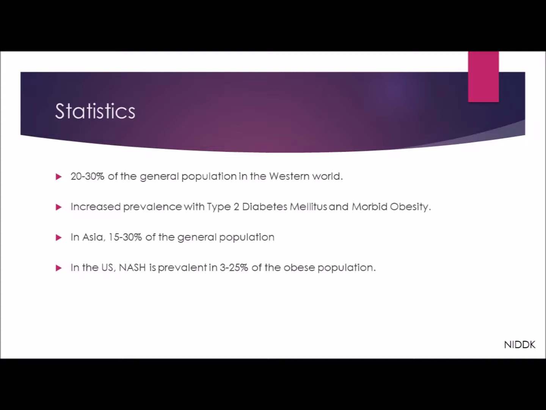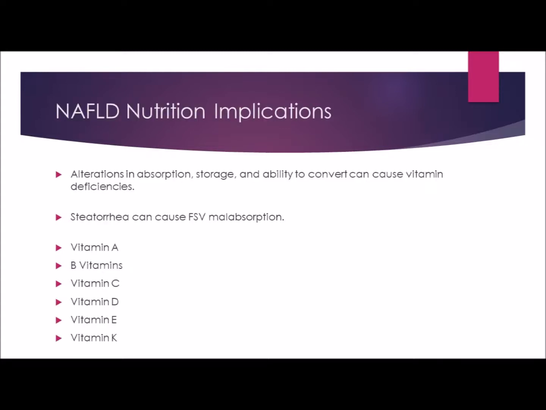In the general population in the United States, the prevalence of NASH is about 3%, but could be more than 25% in obese individuals. Vitamin and mineral deficiencies can occur as the result of the alteration in absorption, storage, and ability to convert nutrients to their active forms. Steatorrhea, caused by bile acid deficiency, is also common and it affects the body's ability to absorb fat-soluble vitamins. Vitamin A deficiency can lead to night blindness. However, all B vitamins as well as vitamins C, D, E, and K are also commonly deficient in these patients.